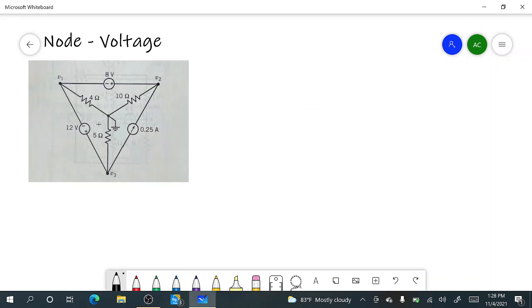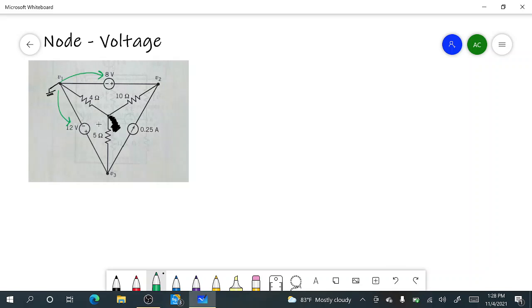The first thing I'm going to do is remove this ground from this center node. You can solve the problem with the ground on the center node. I'm just not going to do it because it actually makes the problem more difficult than I think it should be. Instead, I'm going to put this ground on my node 1, or my node V1. Now what that does is it attaches the node directly to my voltage sources.